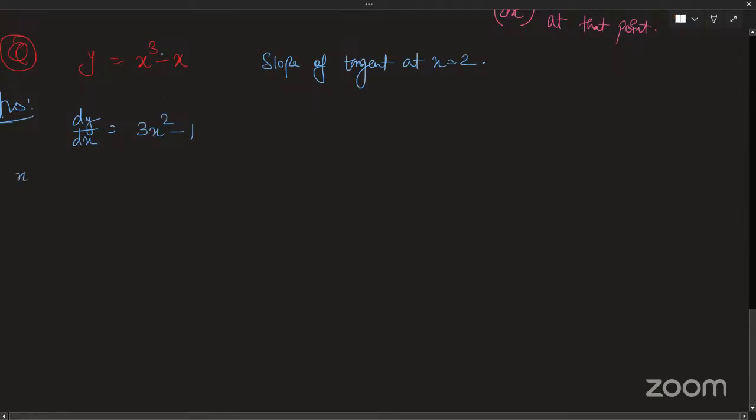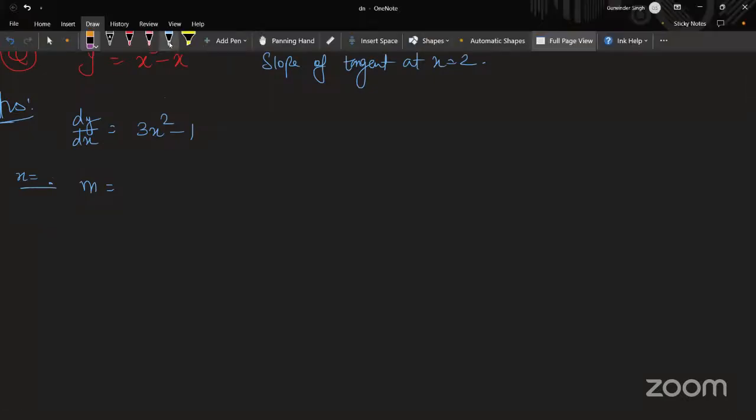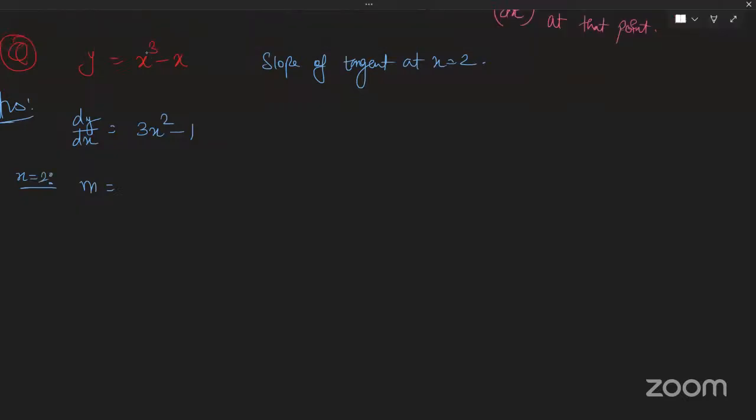So if I substitute the value of x is equal to 2, now can you tell me what will be the value of slope of tangent? X is equal to 2. How much? 11, sir. 3 into 2 square minus 1. So that is 11.